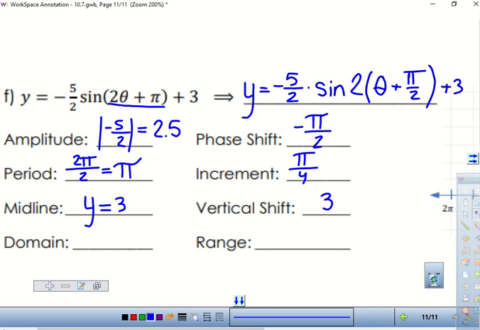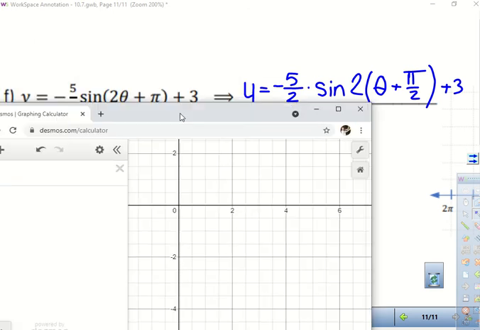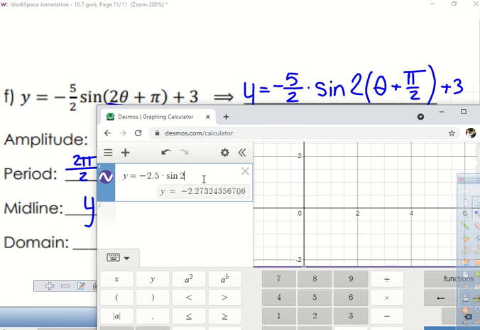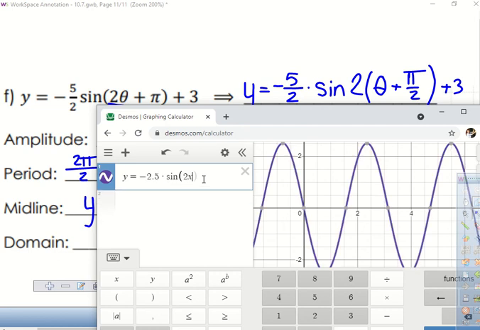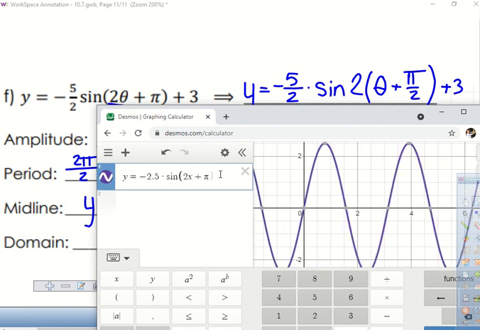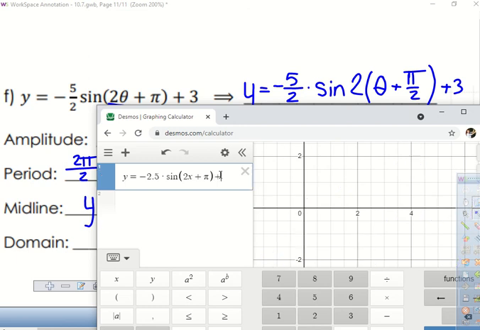Okay. Now we're going to put it into Desmos. I'm going to pull it over here so you can see me type it in. You can type in the original or the modified version. So 2.5, same thing as 5 over 2, times sine of, well, sine 2 of, because we factored it out. Or you can leave it factored in if you want. Either way, it's going to work out. It's the same thing. Plus pi, plus 3.